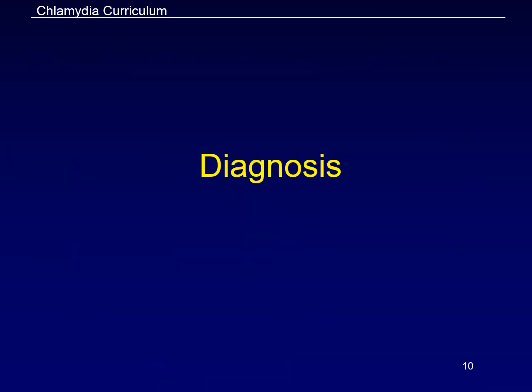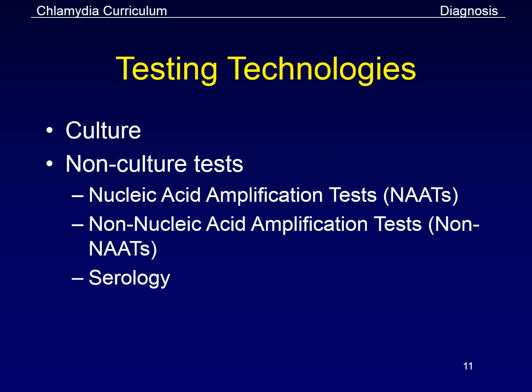Diagnosis of chlamydial infections is either by direct or indirect method. The direct method includes culture on special media, or indirect by using serological tests or PCR technique.